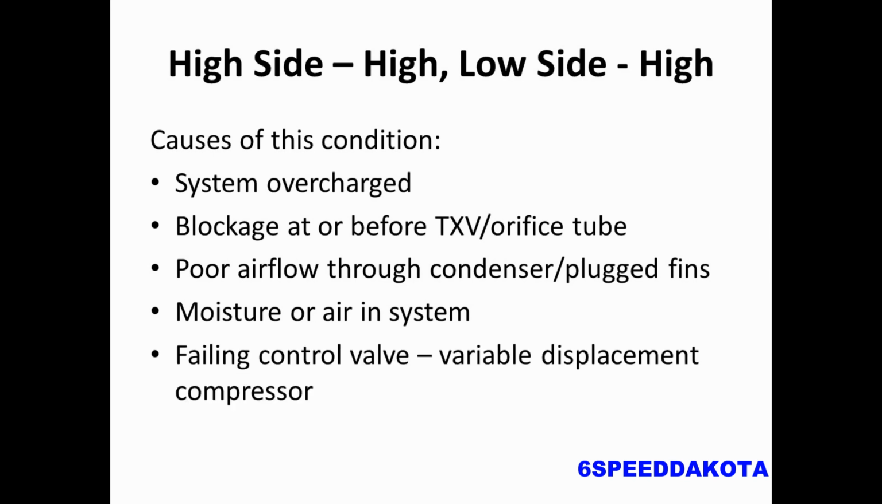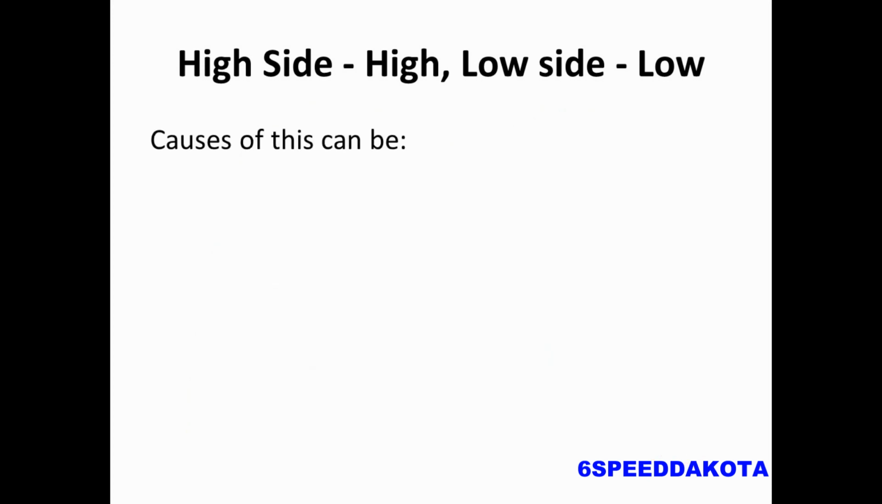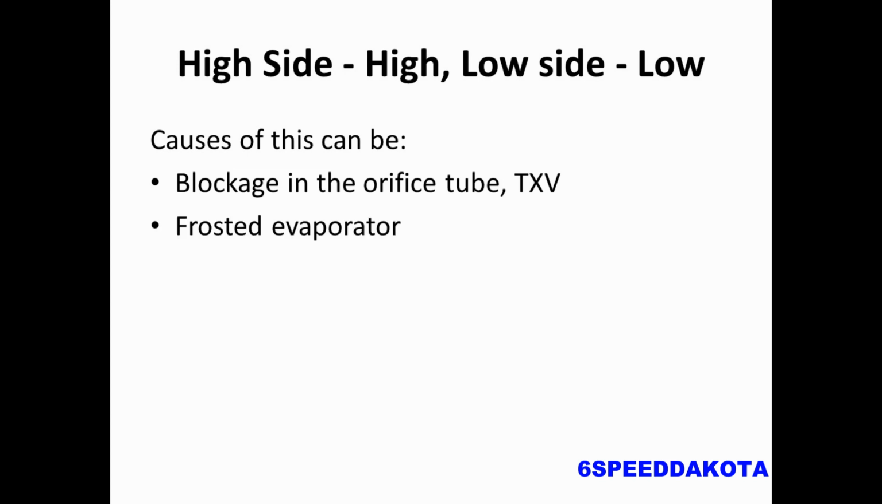For a variable displacement compressor system, we could have a failing control valve, the valve that controls how much output the compressor delivers. So if we have a very low low side and a very high high side, then common causes are usually a blockage in the orifice tube or TXV. Our evaporator could also be frosted, usually from lack of airflow.